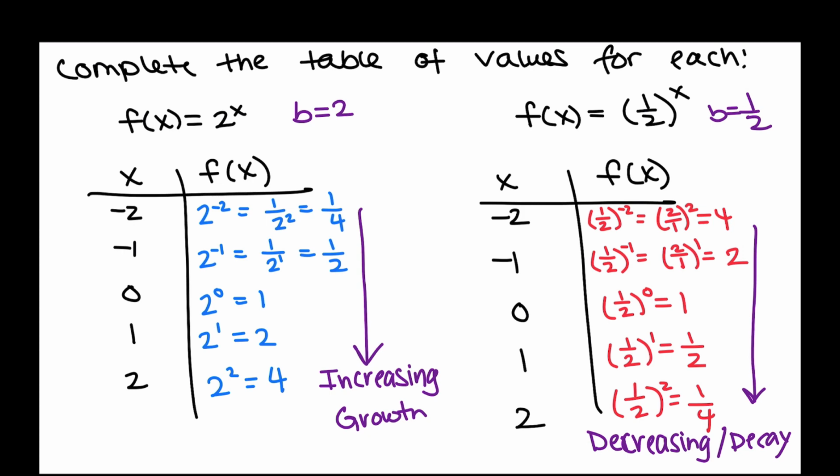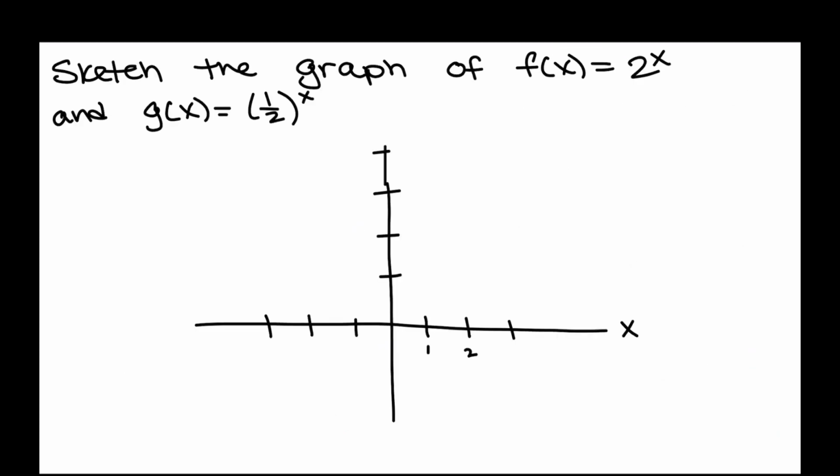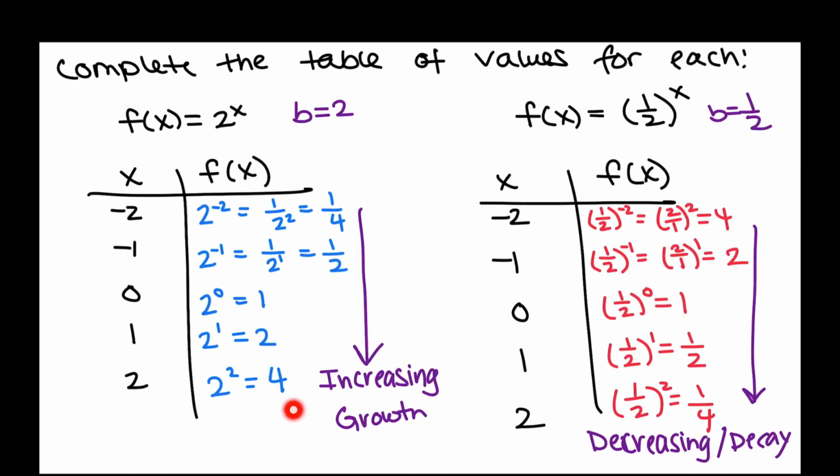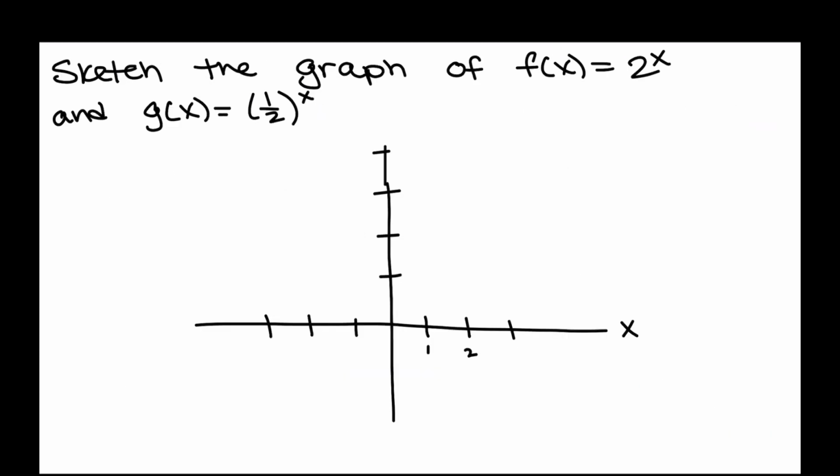So now let's actually graph both of these functions and talk about some features of the graph of exponential functions. So I'm going to start by graphing 2 to the x, and so I'm just going to be graphing the points from this table of values. So when x was -2, y was 1/4, -1, 1/2, 0, 1, 1, 2, 2, 4. And there's the graph of y equals 2 to the x. Notice that's an increasing function because it's exponential growth.